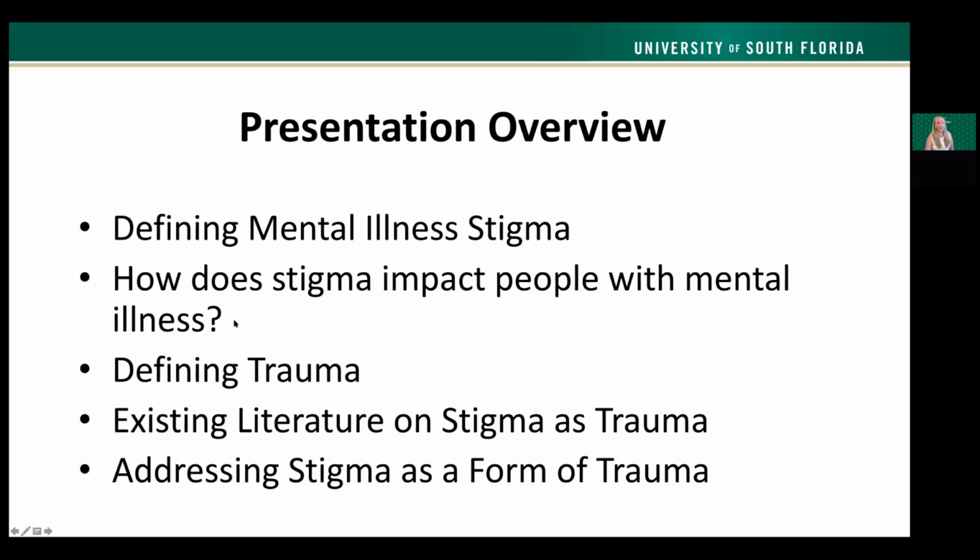Okay, so I'm going to briefly go over what I mean when I'm using the term stigma. I'll define it for you, and then I'll tell you a bit about how it impacts people living with mental health conditions. I'm sure a definition of trauma is something you already know about, but I'll define trauma so that you know how I'm using the term. And then I'll look at some existing literature that supports conceptualizing stigma as a form of trauma. And then finally, I'll talk about ways that we can address stigma in a trauma-informed manner.